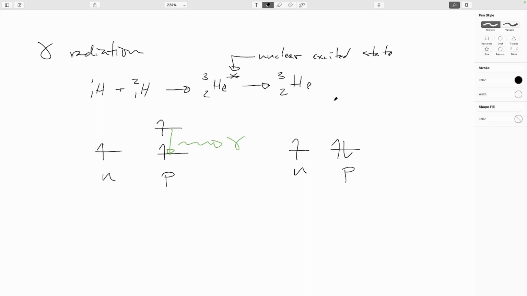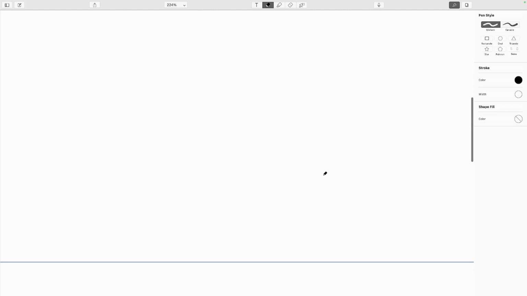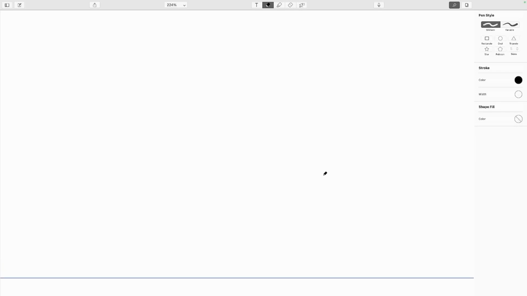Probably the next useful one to look at will be beta decay. So beta decay is where we emit either a positron or an electron. So, for instance, let's go take a look at the decay of carbon-14. So carbon-14 has 6 protons and a mass number 14. So it's 6 protons plus 8 neutrons.